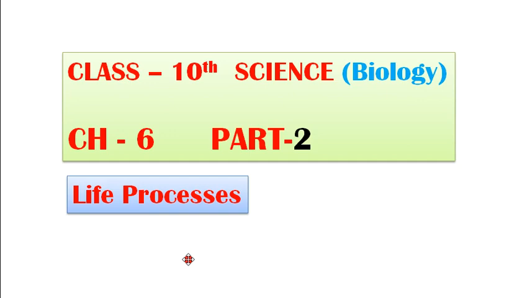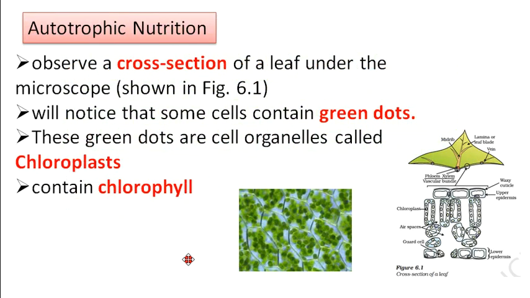So students, we are studying chapter number 6, Life Processes, and today we are going to study part 2 of chapter 6. We have already discussed in our last part the chapter introduction, and we started nutrition, section 6.2 from the textbook, and then we discussed autotrophic nutrition. Today autotrophic nutrition is continued.